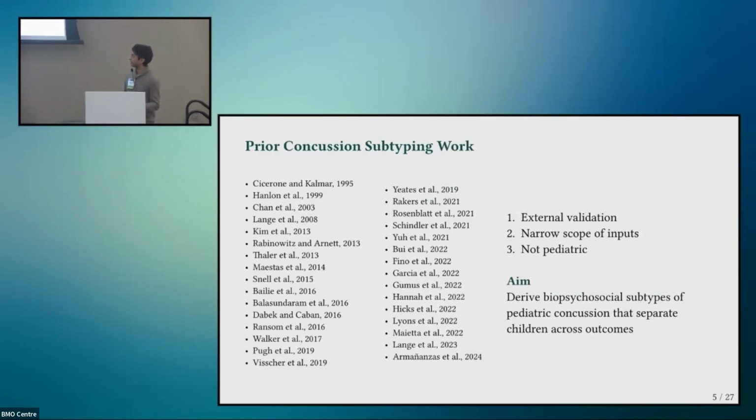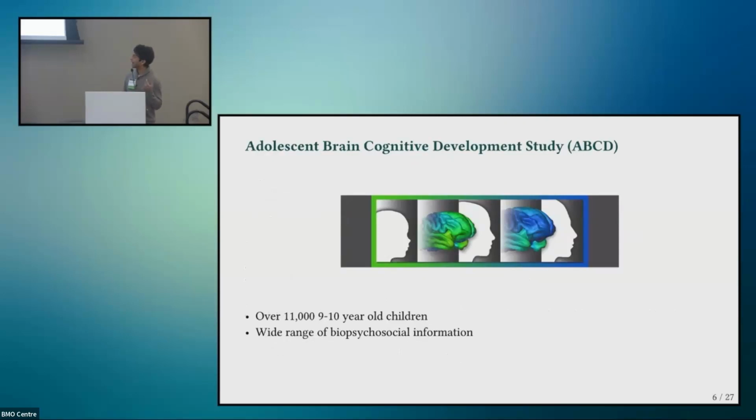So we're aiming to derive biopsychosocial subtypes of pediatric concussion that are specifically informative for better understanding long-term concussion outcomes. We're making use of the Adolescent Brain Cognitive Development study data set, which is a very large data set of over 11,000 9 to 10-year-old children. This is a community sample, so kids are not specifically recruited on the basis of having had a concussion. They're recruited on the basis of being representative of kids across the United States of America. And a lot of different biopsychosocial attributes are collected about them that I'll go into now.